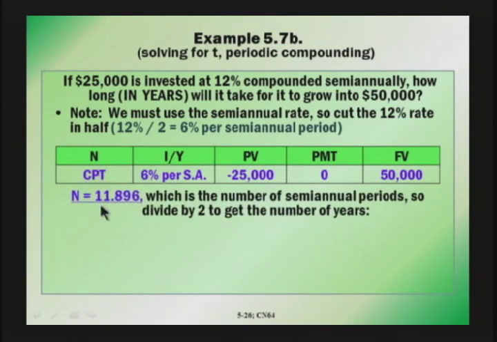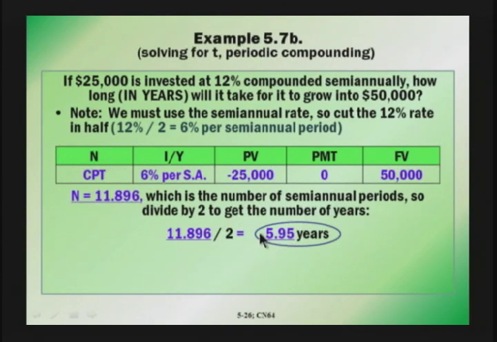So when you compute N, you get 11.896. That is the number of semi-annual periods. It is half that many years. A semi-annual period is a half year. So 11.896 half years is half that many years, or 5.95.